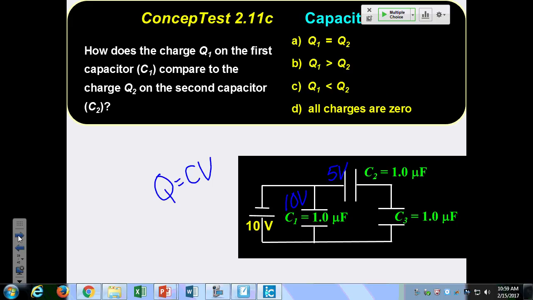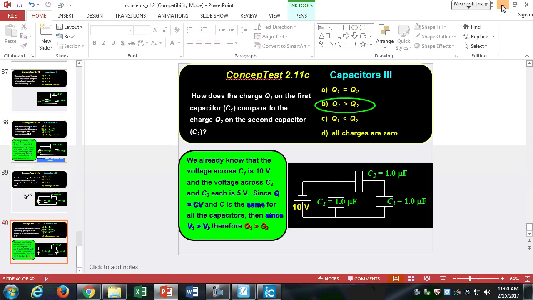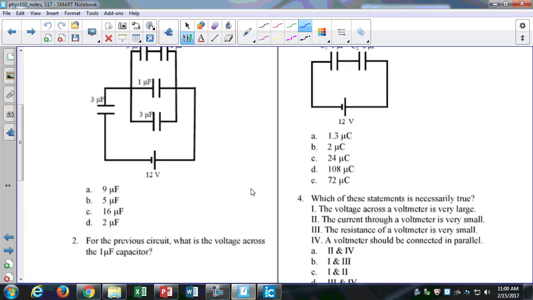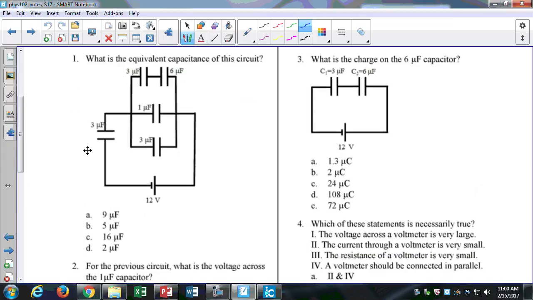I think that's the last one here, right? Yeah, go to the back. You have some old exams in the back? I want to do a few more circuit problems just for practice before we move on to the next chapter. So let's do number 3 first.